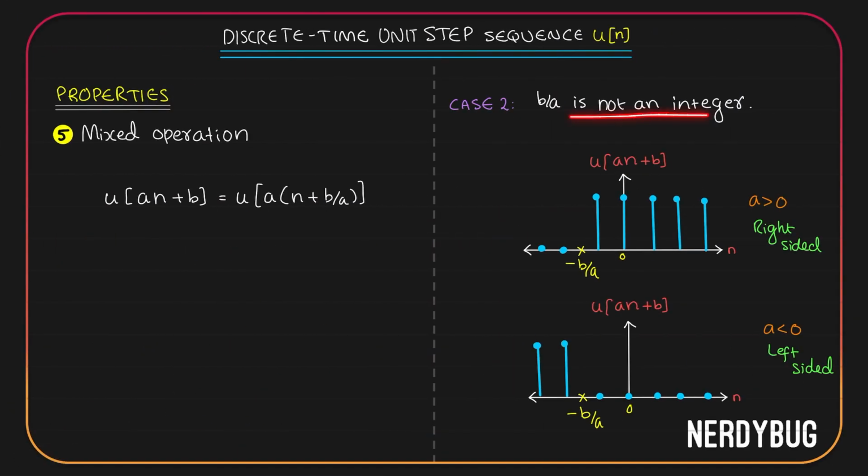Let's move on to the next case where b by a is not an integer. Let's say our minus b by a was somewhere over here between two integers. Now u of n, that is a discrete time unit step sequence, can only have values when n is an integer. So at minus b by a, we cannot have any value. So what we do here is, in the first case when a is greater than 0 and we want a right-sided signal, we take the very next integer towards the right, which is over here. So from here we give 1 and we get our signal. On the other hand, if a is less than 0 and we want a left-sided signal, we take the very next integer on the left side, that's over here, and from there we start giving 1.